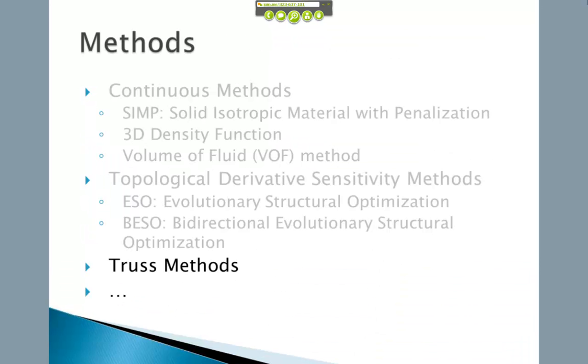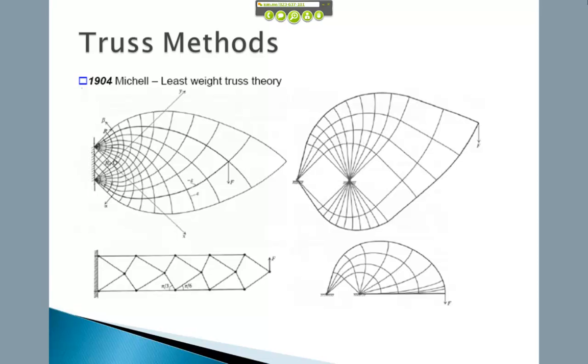So last time we talked about all of these other methods. We didn't talk about the truss method. And just very quickly, Mitchell, back in 1904, and I'm sure others in China probably also came up with it, maybe even earlier than what Mitchell did. But Mitchell is basically the father of truss optimization for the United States.